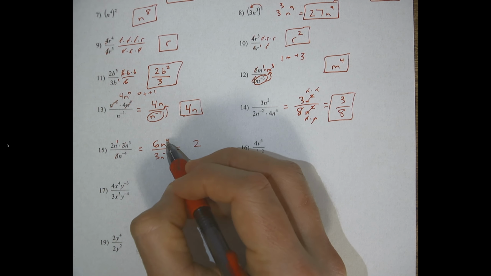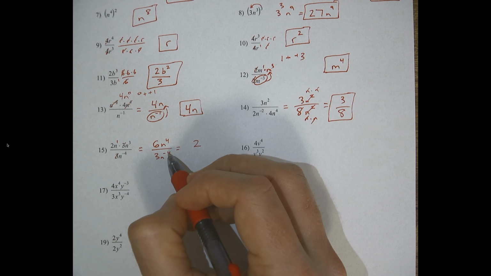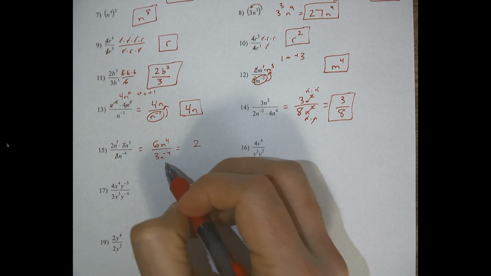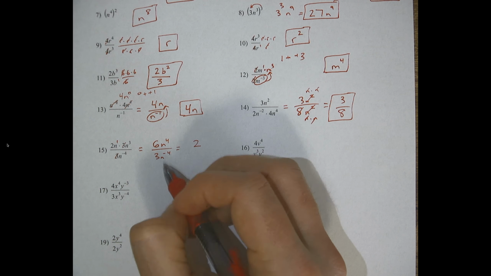Now, people want to cancel this. They want to say, oh, there's a +4 and a -4, so they cancel. No, they would cancel if you had the same thing on the top and the bottom. N to the 4th over n to the 4th. That would cancel. This does not.